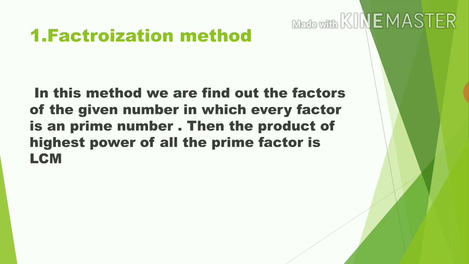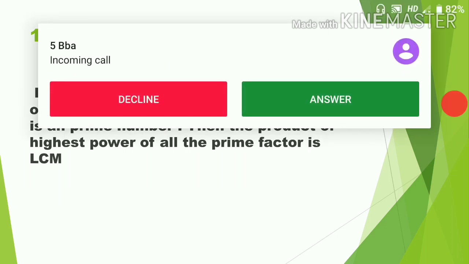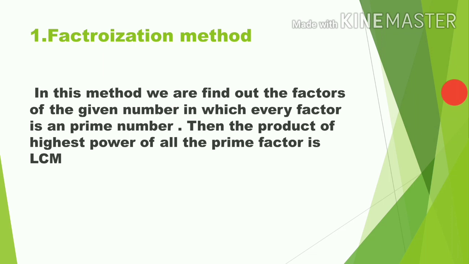In the factorization method, we have to find the factors of the given number in which every factor is a prime number. In the factorization method, the values are taken individually. The numbers that are given individually, we divide each one individually. After that we go to calculating the LCM.